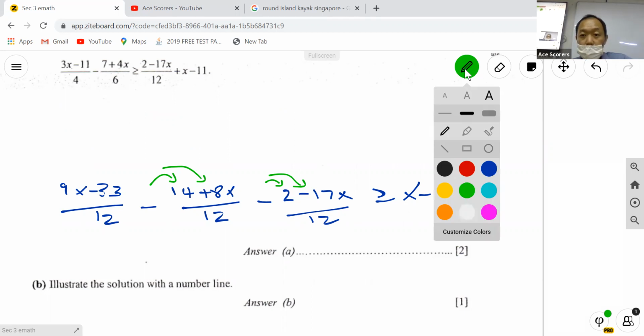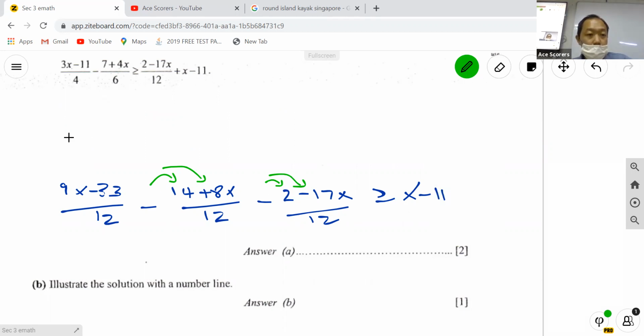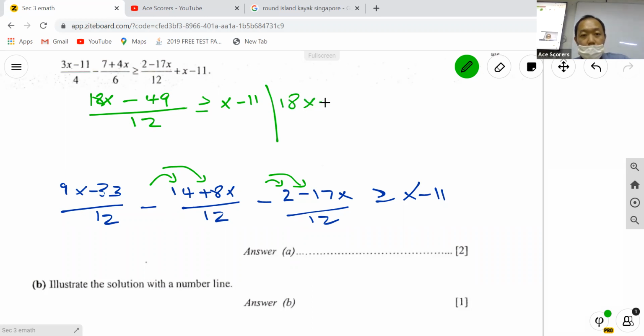Okay, I need some space here. Let's look at the top. I combine the top here. I will get 9x minus 8, which leaves me with 1x, and then plus 17, so I get 18x. And then the numbers: minus 33 minus 14. What's minus 33 minus 14? Is it 19? No, negative 47. Then negative 47, negative 49. 49 over 12, more than or equal to x minus 11. So here times 12. 18x minus 49 is more than or equal to 12x minus, what's 12 times 11? 132. Okay, so x comes here, number goes there.